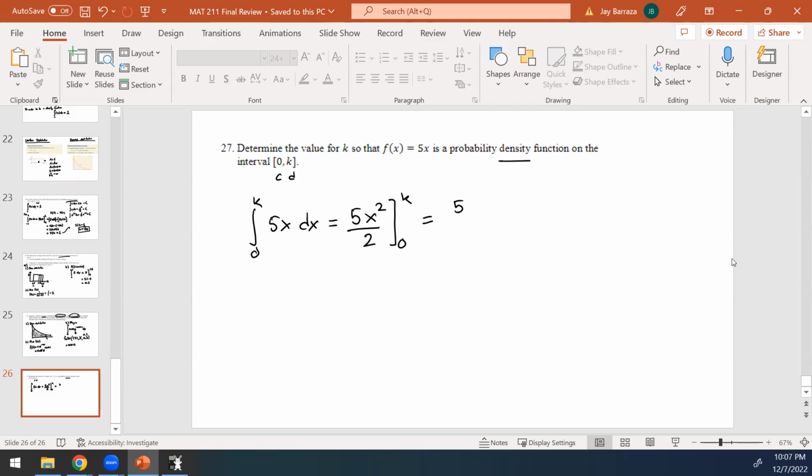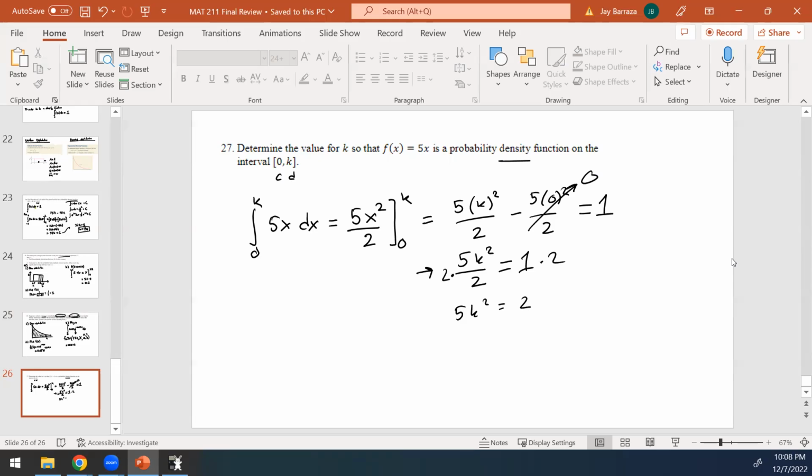So that means you're going to have 5k squared divided by 2 minus 5 times 0 squared divided by 2. And what does this all have to be equal to? The number 1, because it's a density function. So then you get 5k squared divided by 2. Anything times 0 is 0, so that just becomes 0. And this is equal to 1. Does everyone see that? If I multiply both sides by 2, I get 5k squared equals 2. Then if I divide both sides by 5, I get k squared equals 2/5.